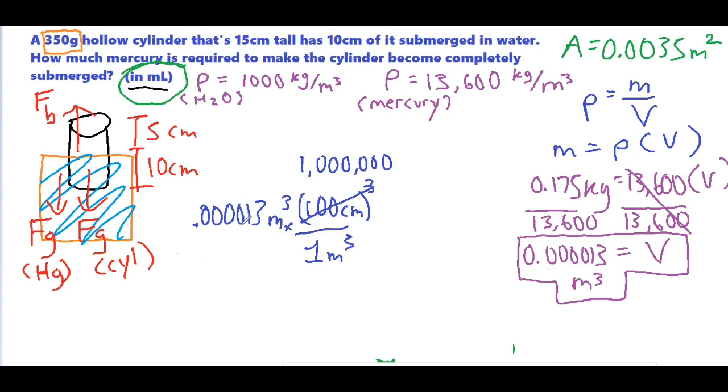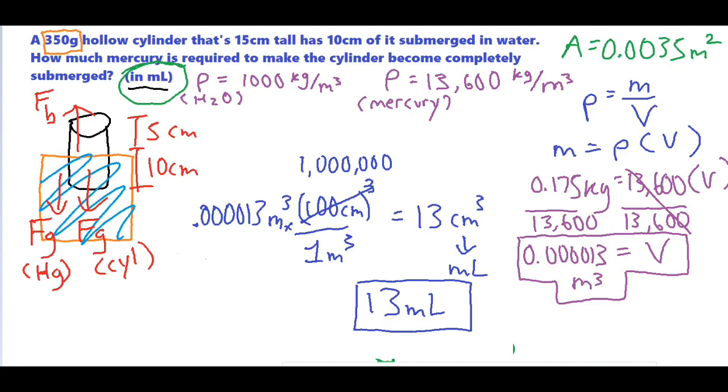So 0.00013 times 1,000,000 gives us 13 centimeters cubed. And 1 centimeter cubed is actually a milliliter. And that takes us to our final solution. We have 13 milliliters of mercury that need to be added into our hollow cylinder, and that's going to completely submerge it. So I hope all those steps were helpful in helping you learn about buoyant forces, how to use the force of gravity, and apply a bunch of different skills in order to find the volume of mercury. Thank you for watching and listening.